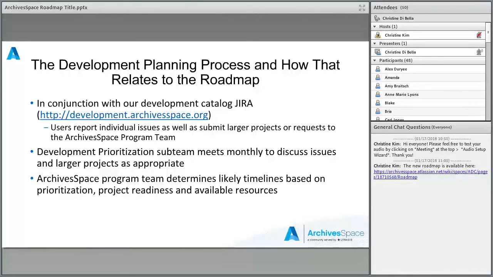The ArchivesSpace team then takes that information, as well as information that we hear directly from users, to determine the likely timelines for different projects. Some of that is based on how quickly it can be done, what resources we have available to do it, how complete the specification is to do that work. How ready is it for us to just turn over to a developer and have them build it into the application. Those things all go into us being able to figure out what an appropriate timeline is for the different projects and things that people want done.